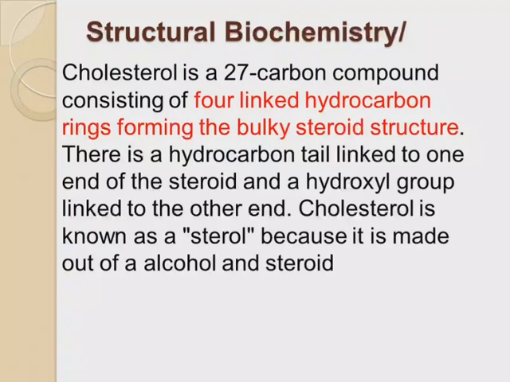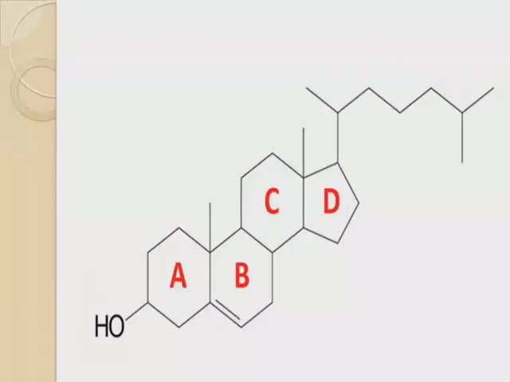Cholesterol is known as sterol because it is made out of alcohol and steroid. ليش نسميه ستيرول؟ لأنه مكون من الكحول مع الستيرويد. And this is the structure of cholesterol. قلنا يتكون من 4 carbon rings مرتبطة مع بعضها، ومن one end of the steroid بينه الهيدروكسيل group and the other end is hydrocarbon group.